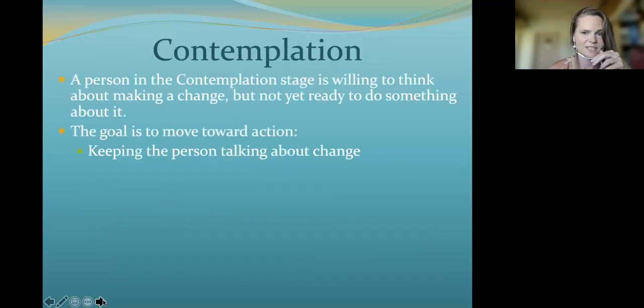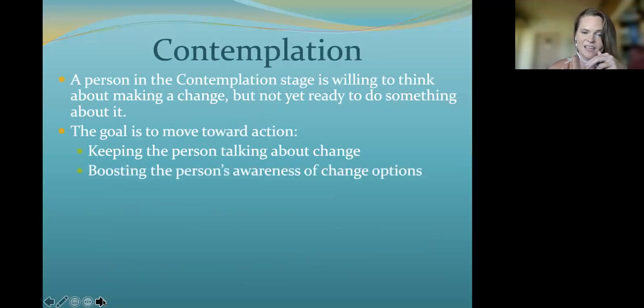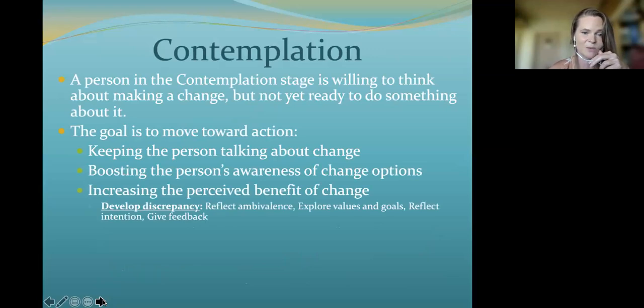Next, in contemplation, they're willing to think about making a change, but not yet ready to do something about it. Again, the goal is to move them towards action. This is where MI fits best. You keep the person talking about change, and a subtle part of MI that's really critical is basically, in a very gentle way, ignoring what we call sustain talk, which is the talk that reflects the status quo, whereas you really amplify when they start talking about change.